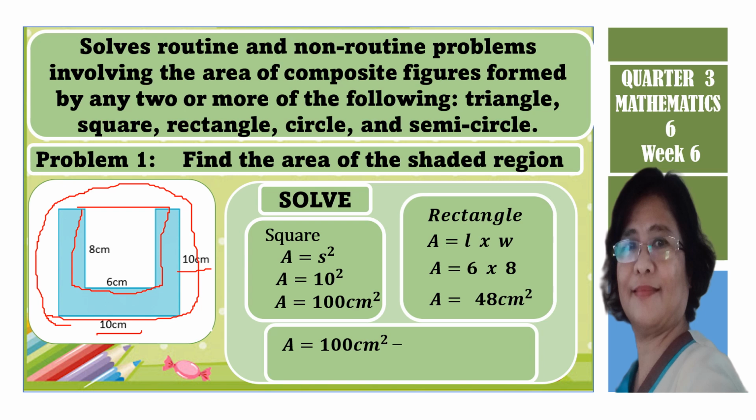So we're asked to find the shaded part. So this is only the shaded part. So we are going to subtract because the whole square is overlapped with the rectangle. It's as if the rectangle was just placed on top, so we remove what was placed on top so that only the shaded part is left. So we are going to subtract. Okay, so subtract 100 by the area of the rectangle, which is 48. The answer now, the area for that shaded part is 52 cm square.